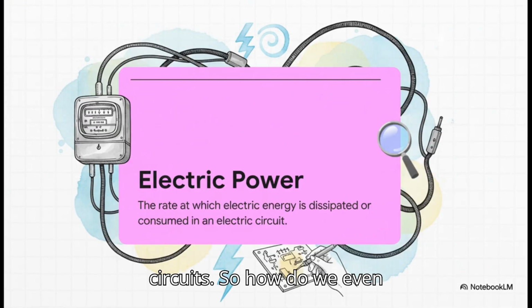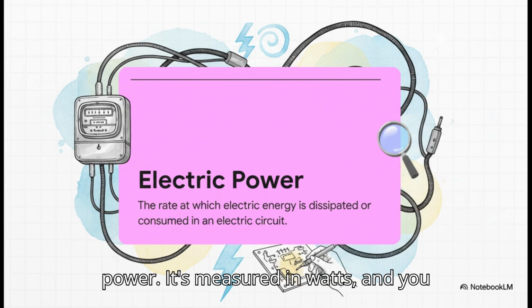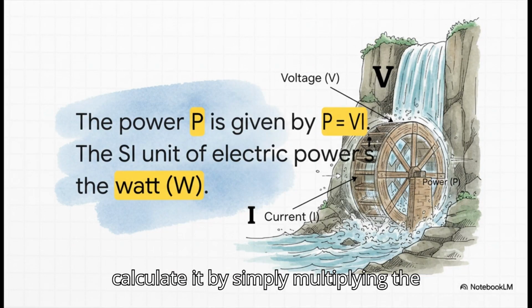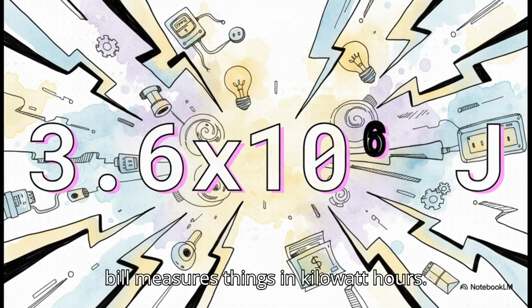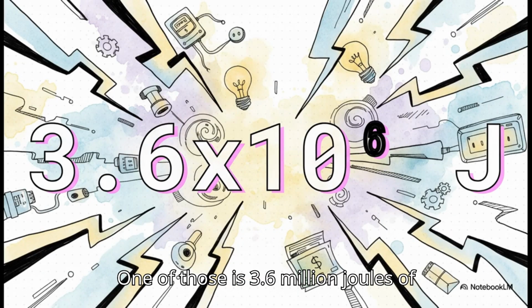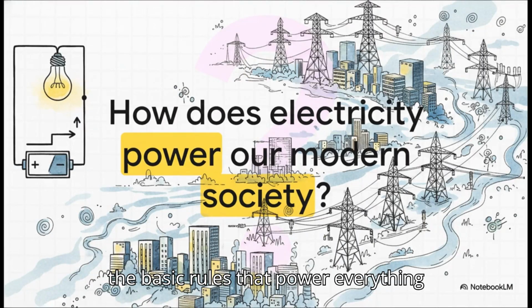So how do we even measure all this energy being used? That's where we talk about electric power. It's measured in watts, and you calculate it by simply multiplying the voltage and the current. Your electricity bill measures things in kilowatt hours. One of those is 3.6 million joules of energy. And there you have it. These are the basic rules that power everything from your phone to our cities.